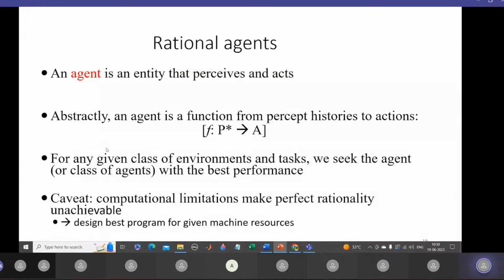For any given class of environment and task, we seek the agent, or a class of agents, that will have the best performance. Because of computer limitations, perfect rationality is unachievable. So you can design the best program for your given machine resources.